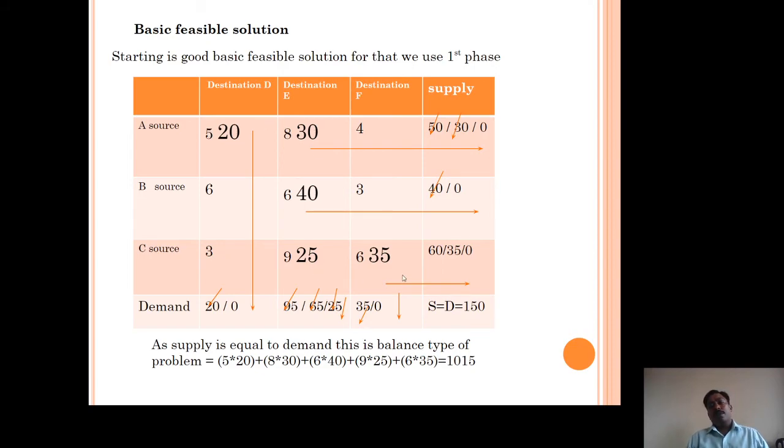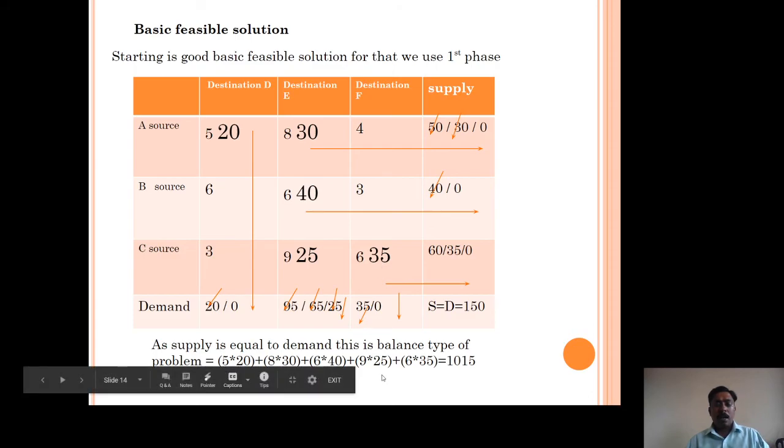How can we find out the cost of transportation? Now this is the quantity, that 20 is going to be supplied at the cost of 5 rupees per quantity. It indicates that 5 into 20, that is 100, will be the cost of transportation for this cell. In the same way you can add the cost of transportation of all cells, that is 8 into 30, 6 into 40, 9 into 25, 6 into 35, and if you add all that, the total cost will be 1015 rupees. So in this way we can solve the problem by the northwest corner method, and this is the total cost of transportation.